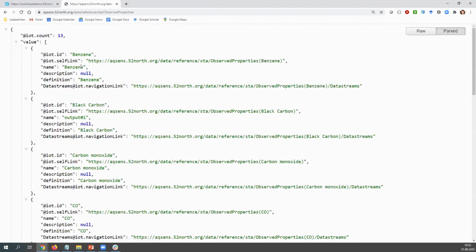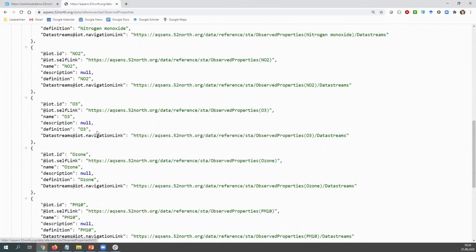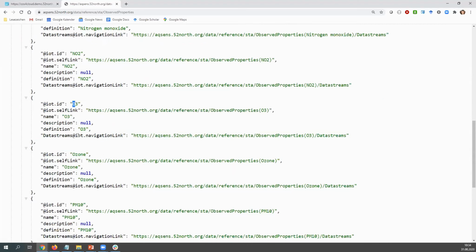Here we get an overview of all the parameters which are available. So we have benzene, black carbon, carbon monoxide, nitrogen monoxide, NO2, O3. Here you see also the use of vocabularies as a very important thing. Here we have one entry, ozone, that's below here. Another data provider called O3, which is the same. If we had a vocabulary in place for this type of data, which is still really work in progress in many deployments, we would just have one entry referencing our vocabulary. Now, without vocabularies, we have to deal with different naming conventions by different data providers.